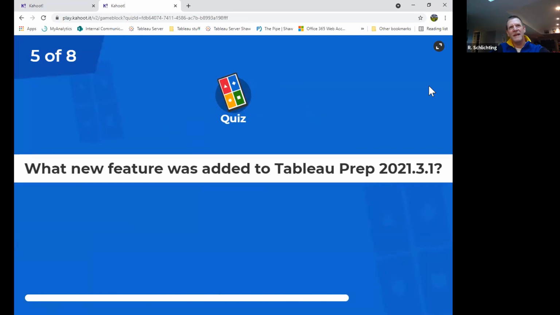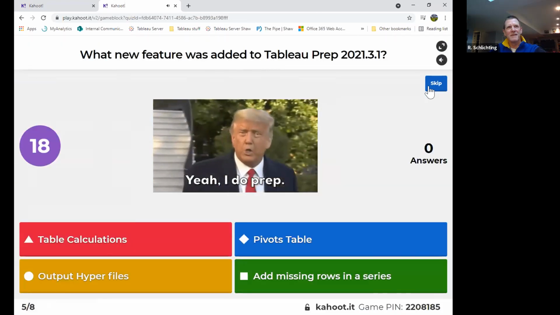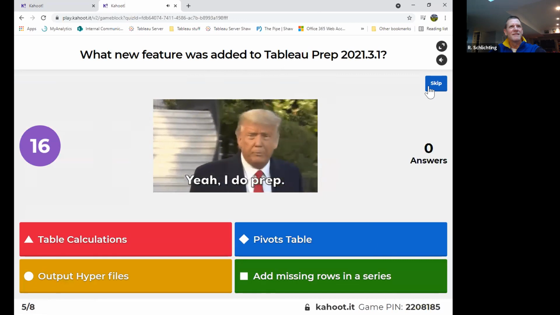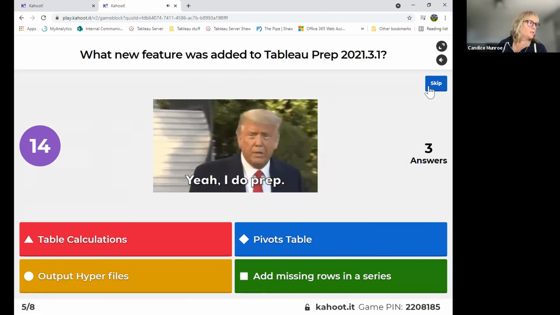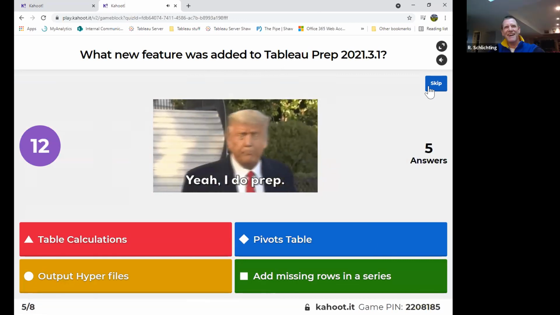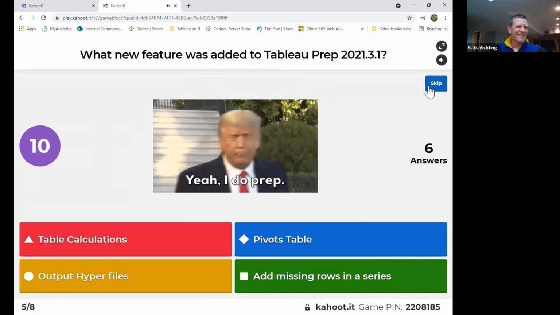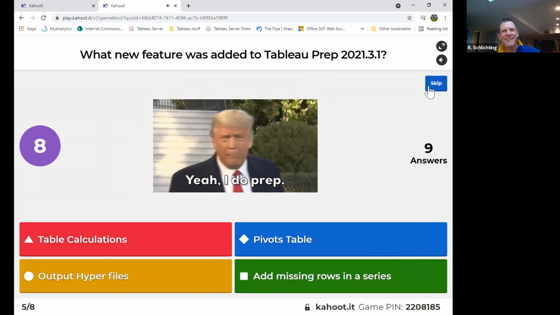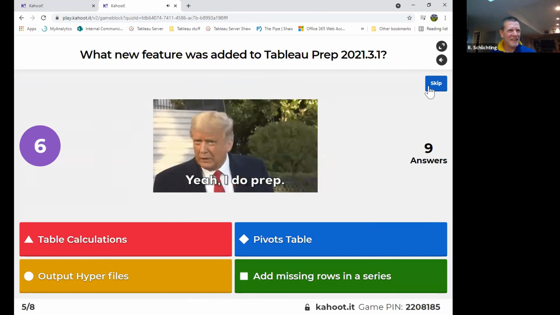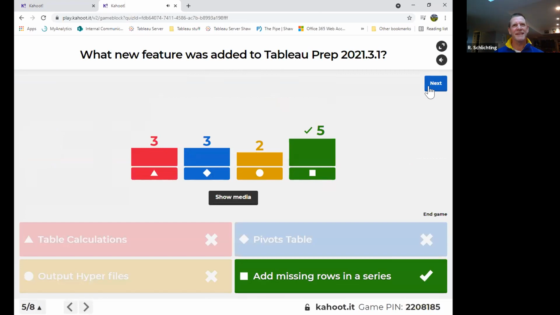Now we'll go to the next question. What new feature was added to Tableau Prep? Hot off the presses, the most recent version. There is a right answer here. 12, 13, 14, everyone's done it, and it is add missing rows in this series. I'm just excited to see who's leading the charts now.